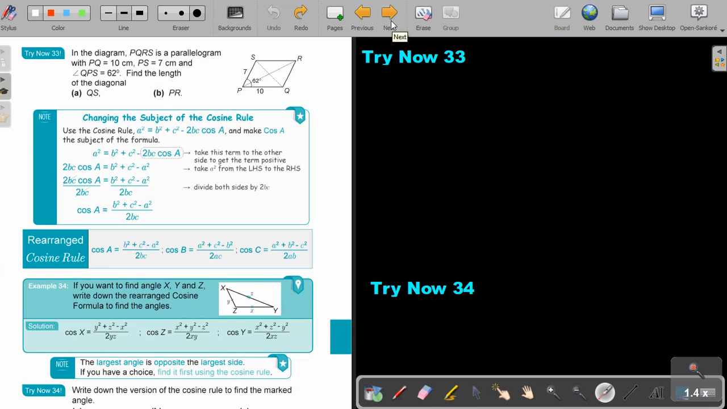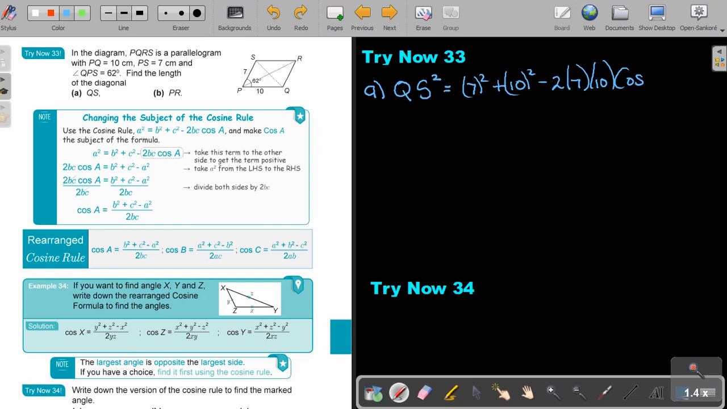But let's move on. I want you to stop the video and do Try Now 33. You can continue the video as soon as you are finished. Okay, now this is almost exactly the same, and I'm going to start with a, and I'm going to say QS squared, and I'm just going to start by filling it in already. So 7 squared plus 10 squared, because you will get marks here, minus 2 times 7 times 10 times cos of 62.